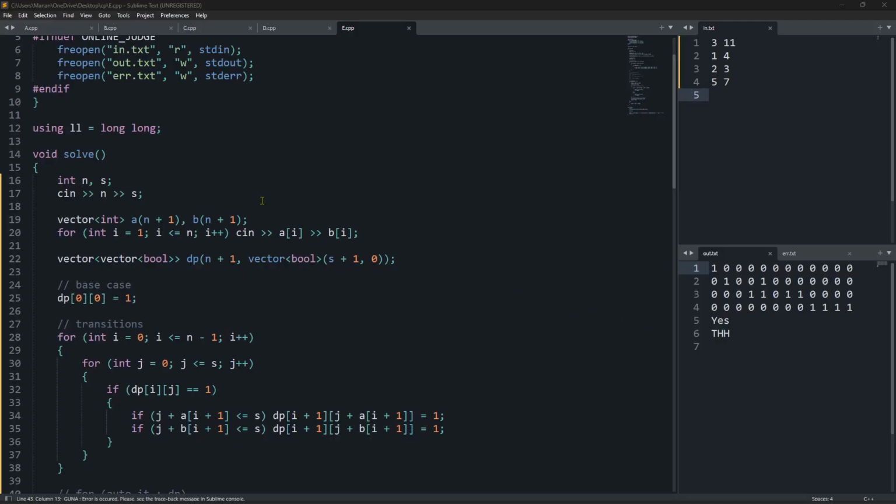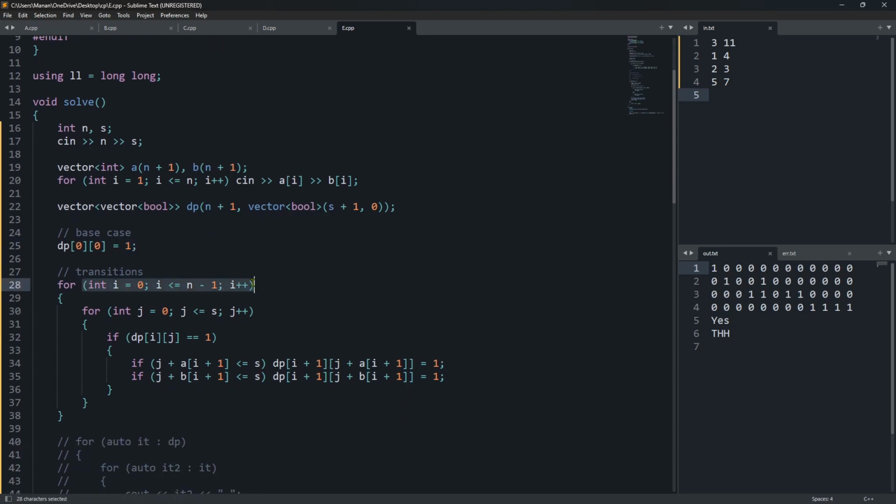Okay, so here I have taken n and s as input, and a and b as input as well, and defined the DP vector of size n plus 1 comma s plus 1. And we have discussed the base case. The base case basically states that considering the first 0 elements, is a sum of 0 possible? Yes, it is possible, right? Just don't pick anything. Now we loop through all the cards and all the sums as well.